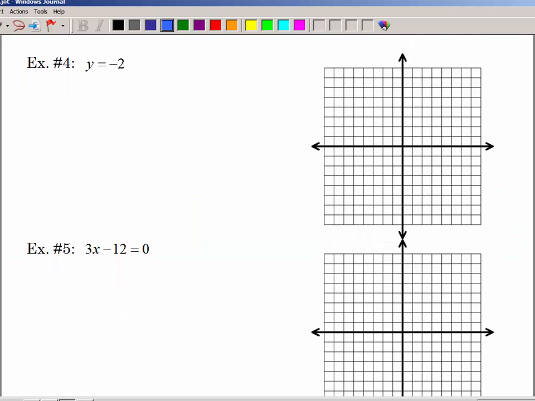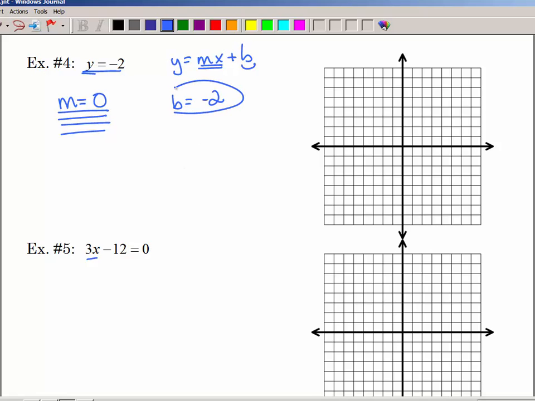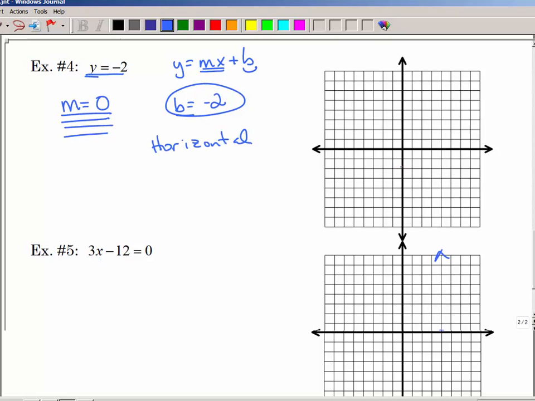Last two examples. First of all, notice this only has a y and that only has an x. What's going to happen? Well, this is solved for y. So if we look at y equals mx plus b, is there a number in front of x? There's no x. So m is 0 and b is negative 2. What kind of line has a 0 slope? Horizontal. So you want to again graph that first at negative 2, and then you should just know that's a horizontal line. You almost have to just memorize that.